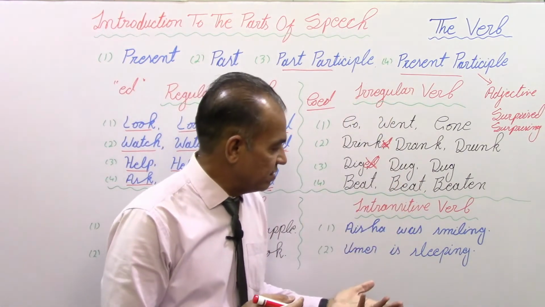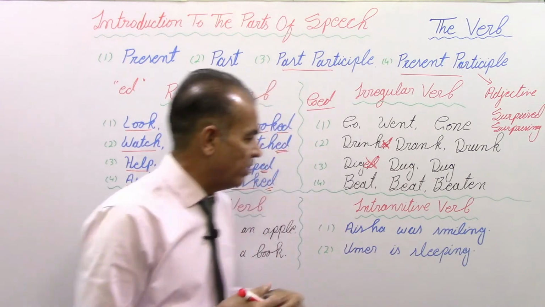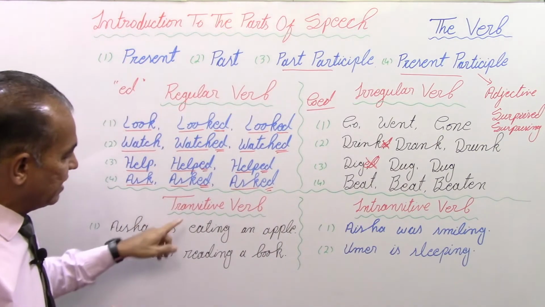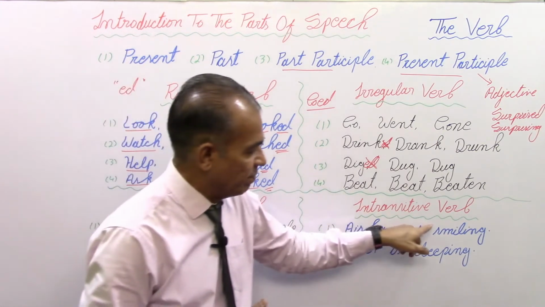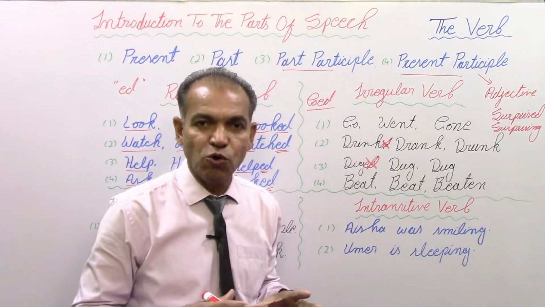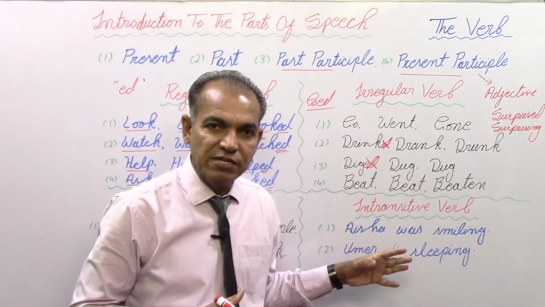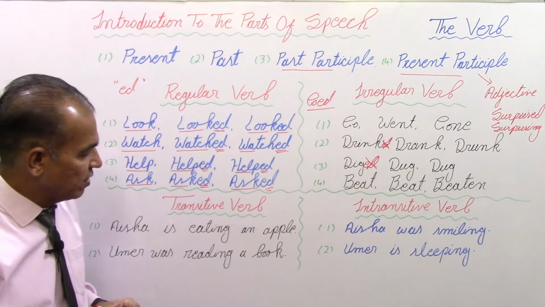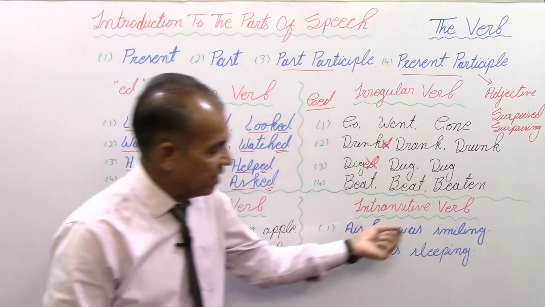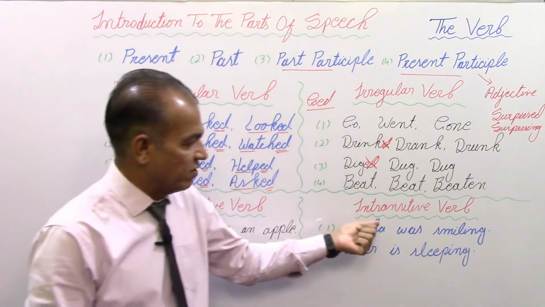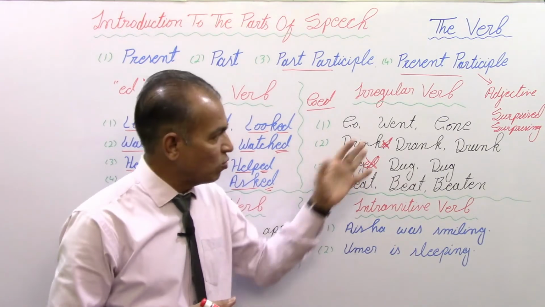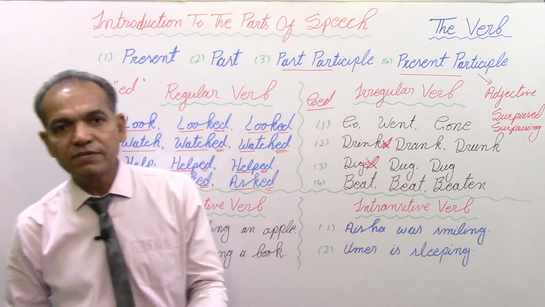And there is another kind of difference of verbs, like transitive verb and intransitive verb. This is a detailed topic. Here we cannot go into the details of these kinds of verbs, but just for your information, I am telling you what a transitive verb is and what an intransitive verb is. I am making detailed videos about all these things.